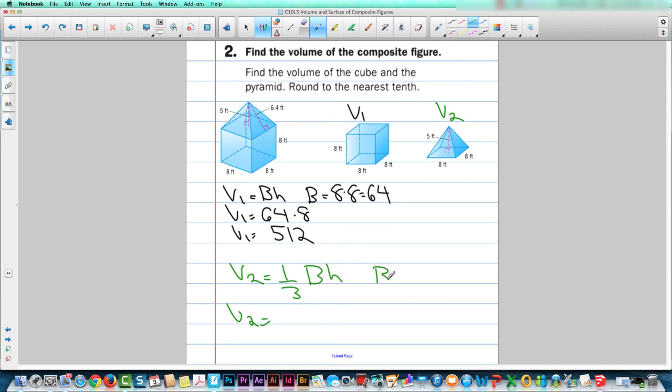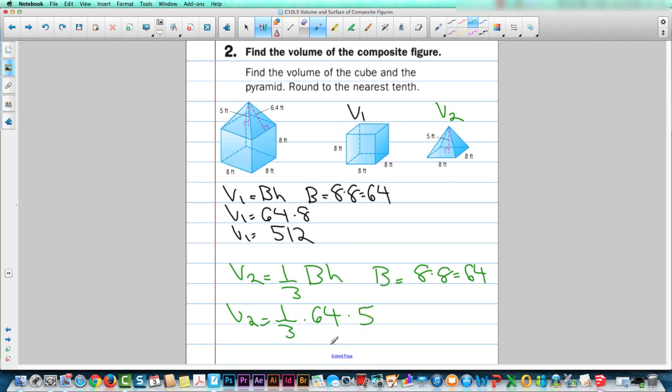Going to find out what B is. Now B is in the shape of a square, so I can use length times width, which is 8 times 8, which gives me 64. So now I'm going to do 1/3 times 64 times the height of the pyramid, which goes from the vertex down to the base at a right angle. Remember, you don't use the slanted height when you're dealing with volume, and that's 5 feet.